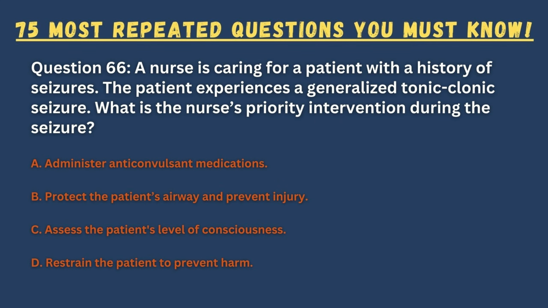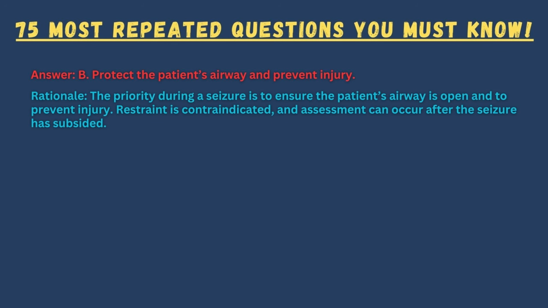Question 66. A nurse is caring for a patient with a history of seizures. The patient experiences a generalized tonic-clonic seizure. What is the nurse's priority intervention during the seizure? A. Administer anticonvulsant medications. B. Protect the patient's airway and prevent injury. C. Assess the patient's level of consciousness. D. Restrain the patient to prevent harm. Answer. B. Protect the patient's airway and prevent injury. Rationale. The priority during a seizure is to ensure the patient's airway is open and to prevent injury. Restraint is contraindicated, and assessment can occur after the seizure has subsided.